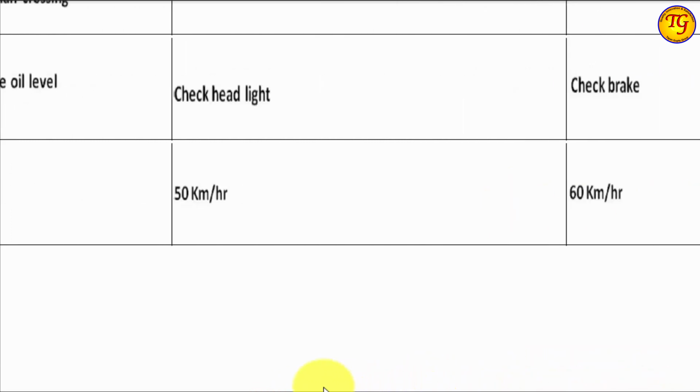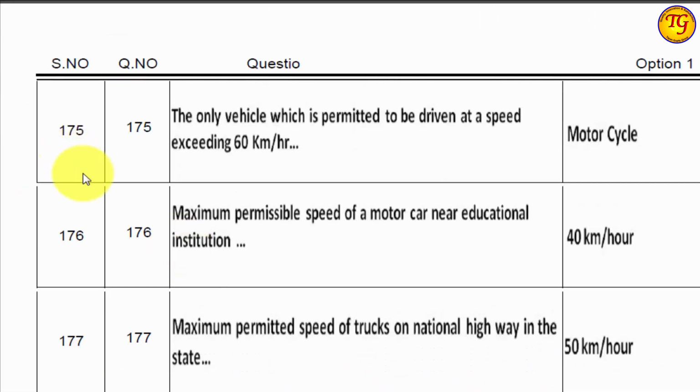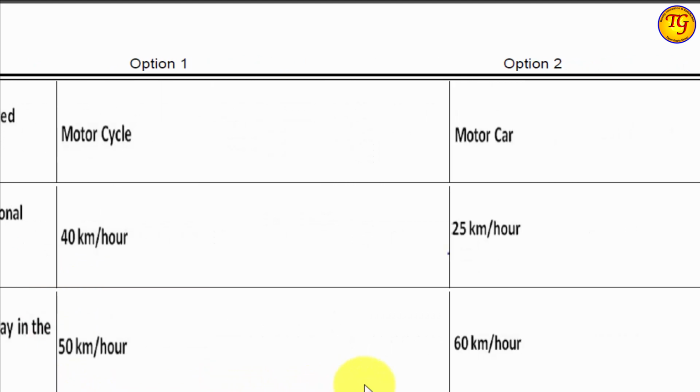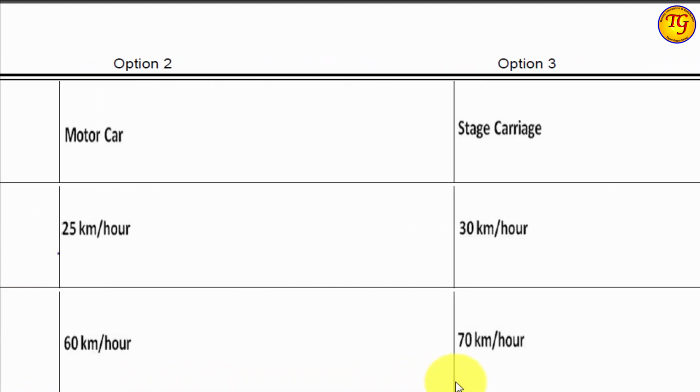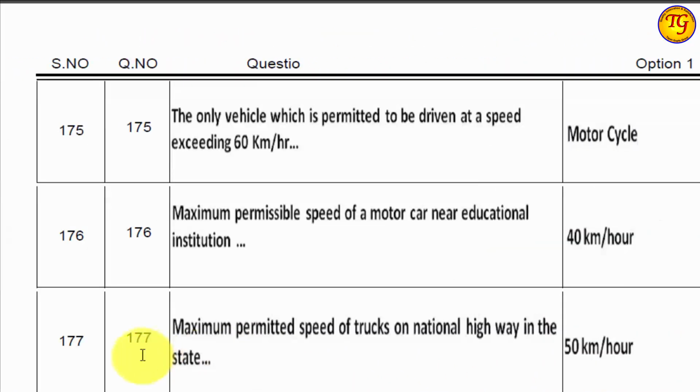So I think that option number 2 is the correct one, 50 kilometers per hour, which is the maximum permissible speed of a motorcycle. Next question, 175th question. The only vehicle which is permitted to be driven at a speed exceeding 60 kilometers per hour is: option number 1, motorcycle; option number 2, motor car; option number 3, stage carrier. So I think that motor car is the correct option. Option number 2, yes.